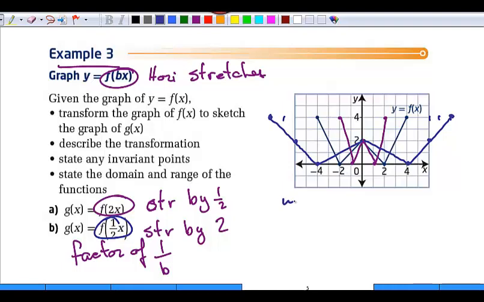Our invariant point this time, our single invariant point, was on the y-axis. The domain of the first function of a here in purple, our purple function, I think I'm changing that d to a purple one.